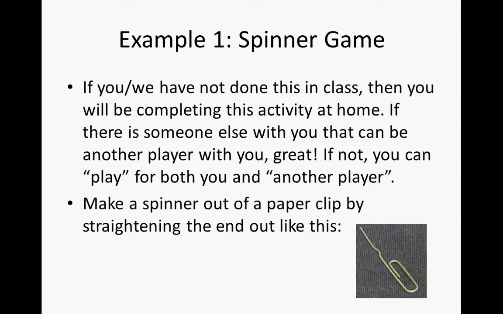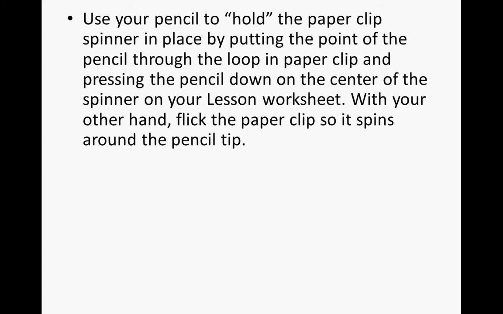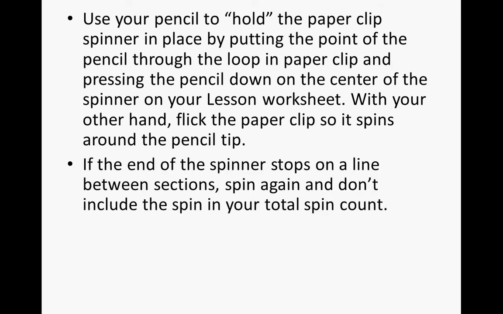You're going to make a spinner out of a paper clip by straightening the end out like this. Then you're going to use your pencil to hold the paper clip spinner in place by putting the point of the pencil through the loop in the paper clip and pressing the pencil down on the center of your spinner on your lesson worksheet. With your other hand, you're going to flick the paper clip so it spins around the pencil tip. If the end of the spinner stops on a line between sections, spin again and don't include the spin in your spin total or your total spin count.